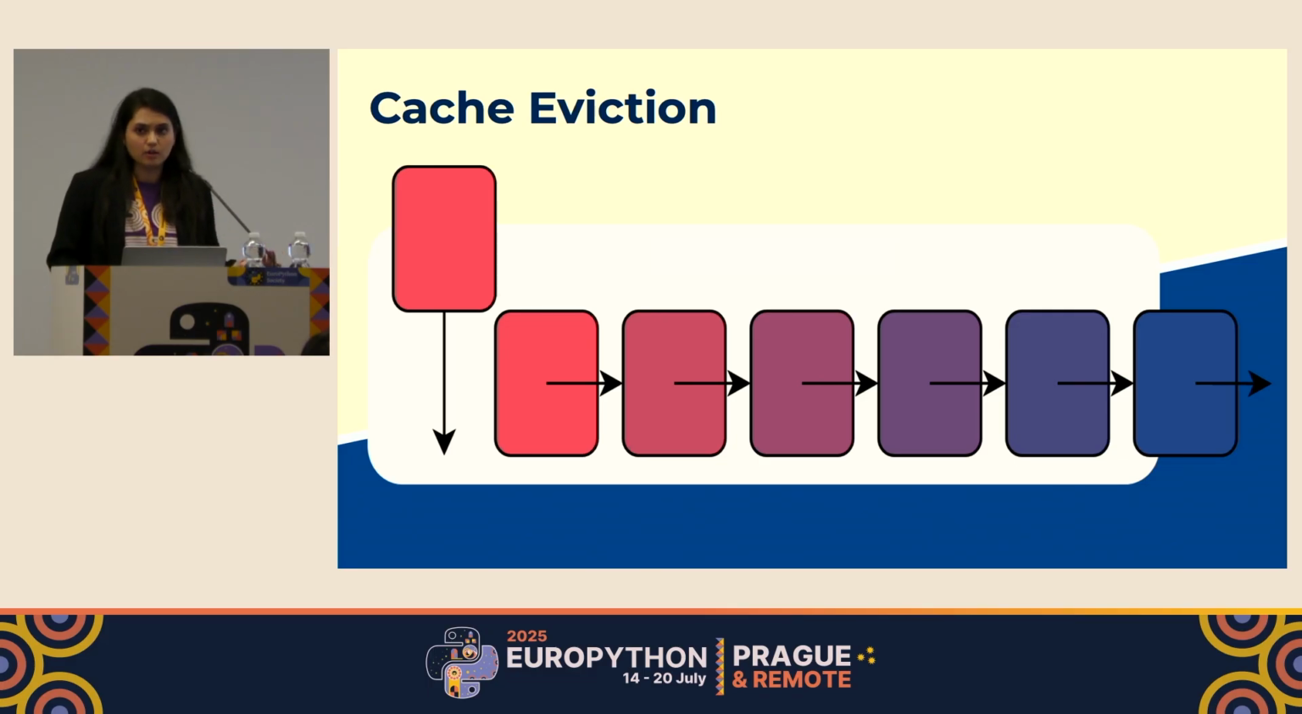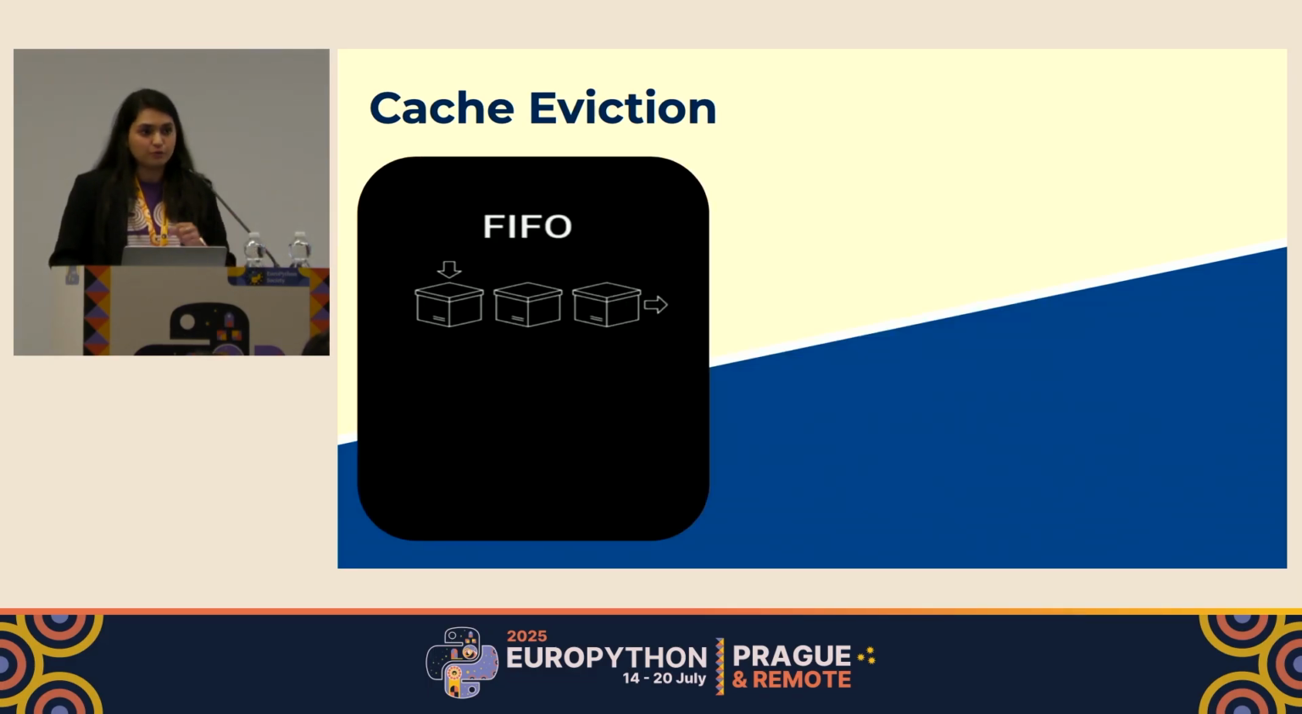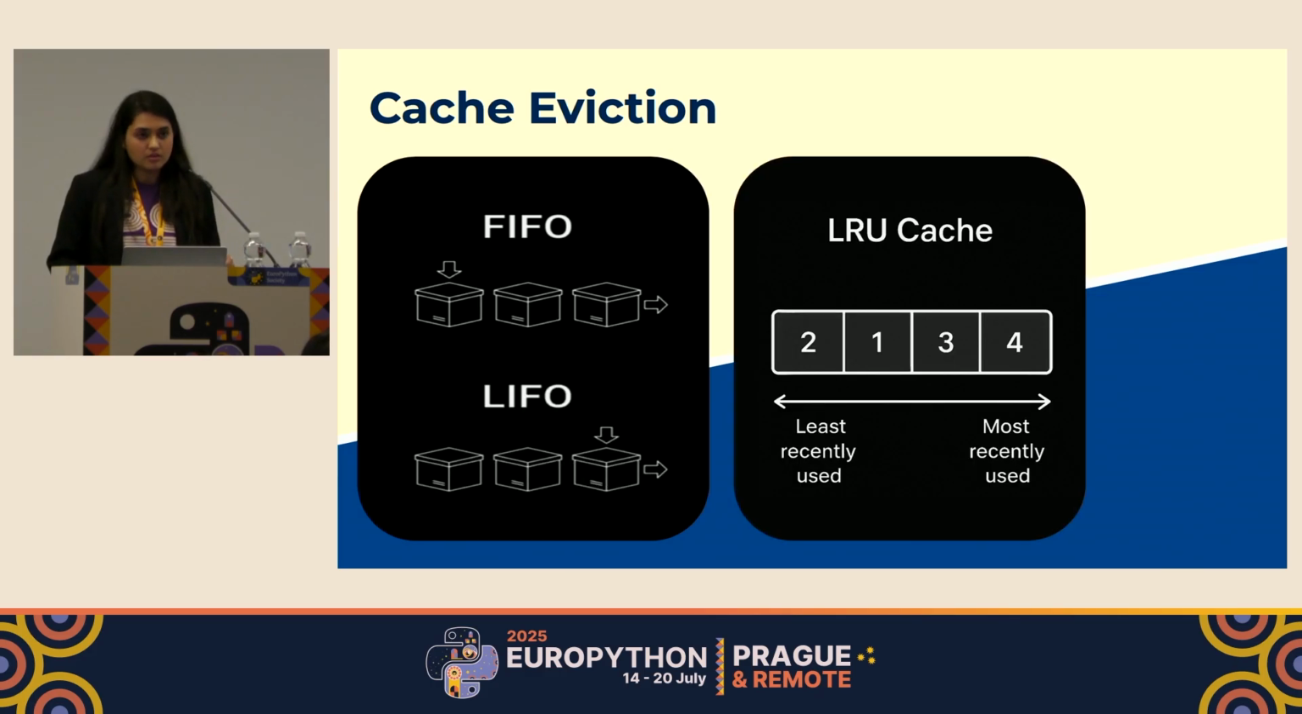You've probably heard of some of these policies, like first in, first out, FIFO, last in, first out, LIFO. However, the most popular one is least recently used, or LRU cache. This would be a time-based cache in which the entry that hasn't been used for the longest amount of time is removed first.